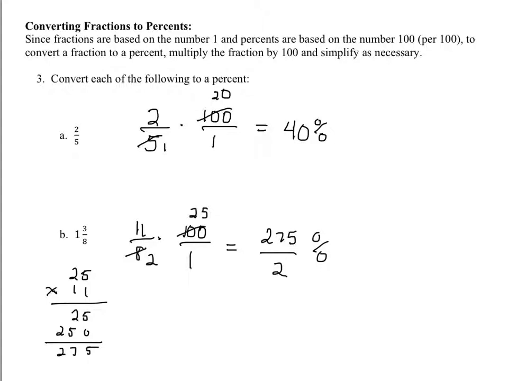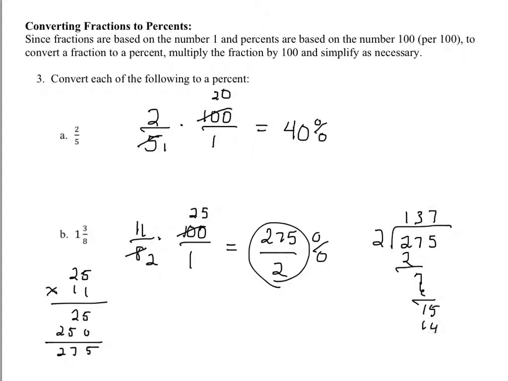So what you want to do is convert that fraction to a mixed number. So when you do that, you're going to do 2 into 275. 2 goes into 2 once. 2 goes into 7 3 times. 2 goes into 15 7 times. So it's 137 and 1/2%. Okay?